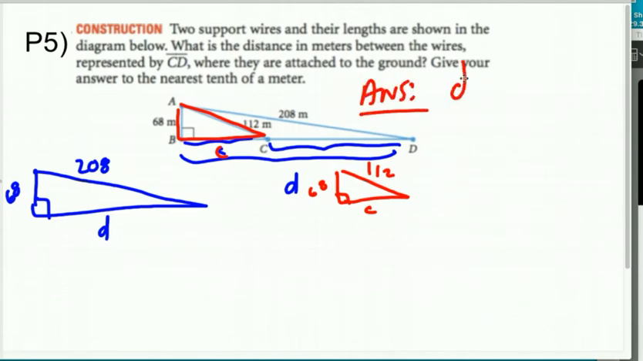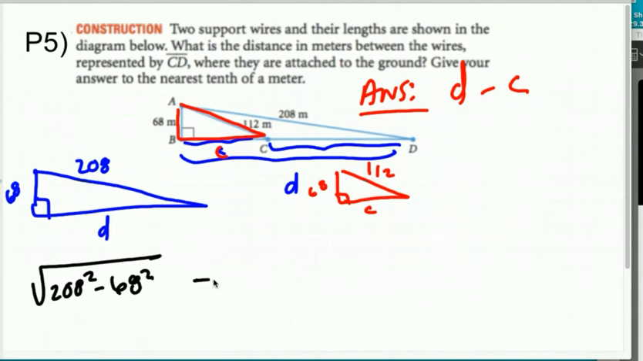So I'm going to argue that the answer that I want is going to be D, the full blue length here, minus that little red C. So D is going to be the square root of hypotenuse squared minus that leg squared. C is going to be the same thing, but with the different hypotenuse. And then I'll be able to get my answer.